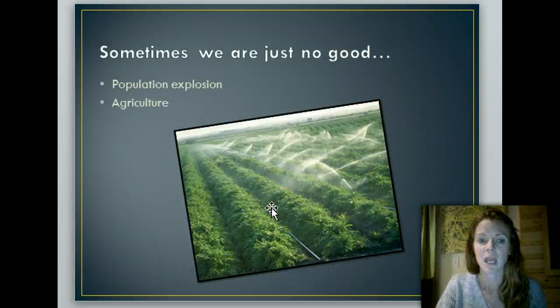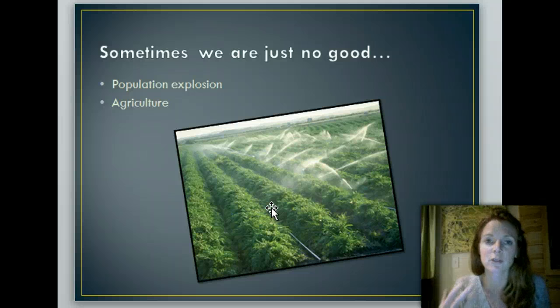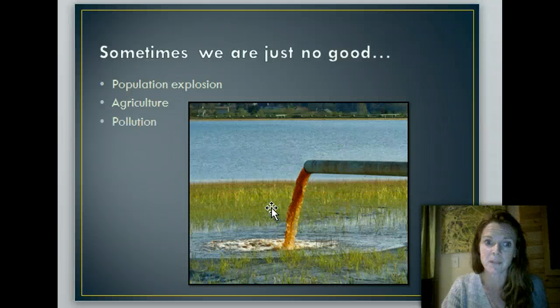Not a good thing. Agriculture is one of the things that uses up the most water. It's obviously necessary. I mean, we need agriculture for growing stuff that we eat and all that stuff, but it uses up so much water, so that can become a concern, especially with our population growth that we just talked about.